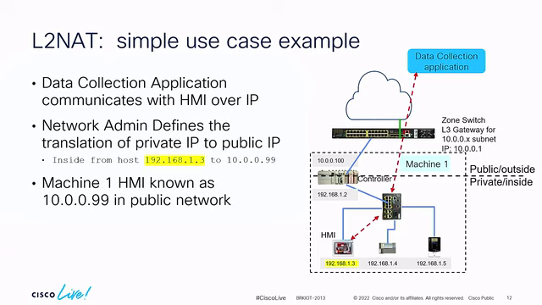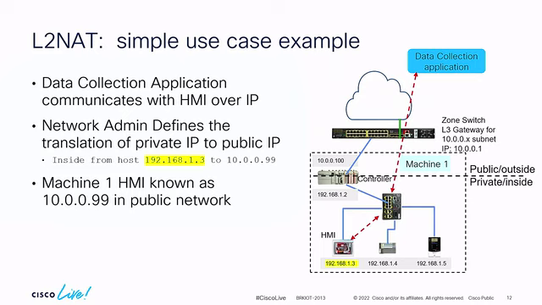The network administrator would define the translation, and he would come up with the unique public IP address, and in the switch, he would say, this is the translation. So internally, it's 192.168.1.3, and we're going to translate this to 10.0.0.99, and that is unique within the public routable space.